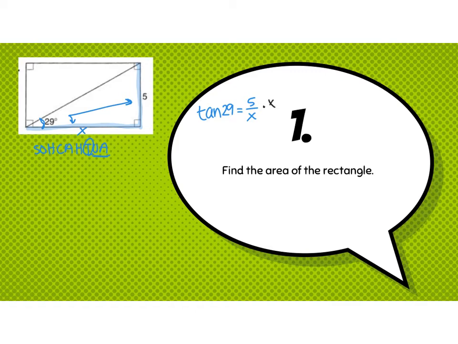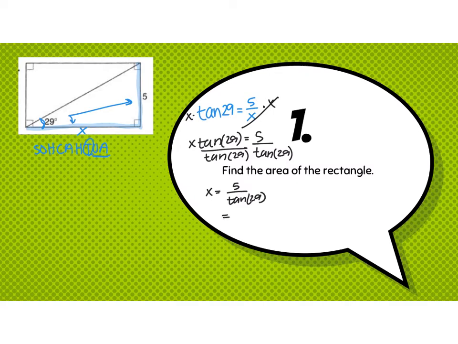Now we need to solve for x. We can multiply both sides by x, and I have x tangent 29 equals 5. I'm going to divide both sides by tangent 29, and I'm going to put this in my calculator. x equals 5 divided by tangent 29. That's going to give me my side length of 9.02. Let's call that 9.